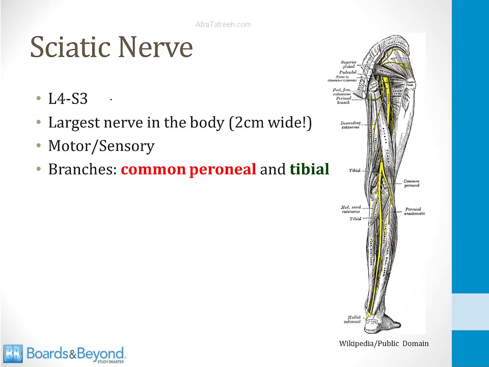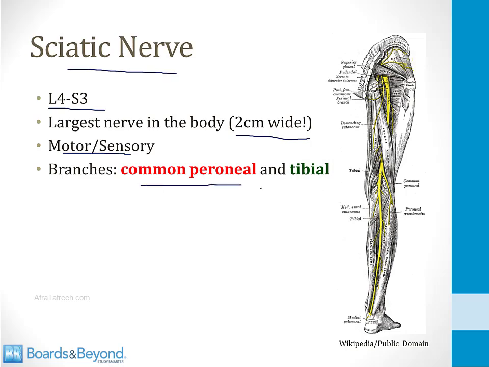The sciatic nerve derives from the lumbosacral plexus levels L4 to S3. It's the largest nerve in the body. It's up to 2 centimeters wide, and it has both motor and sensory functions. And in the video on lumbar radiculopathy, I talk about the sciatic nerve in detail because many lumbar radiculopathy syndromes involve the sciatic nerve. What I'm going to talk about in this video, however, are the 2 branches of the sciatic nerve in the lower leg.